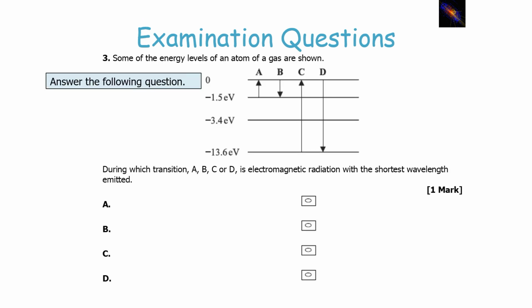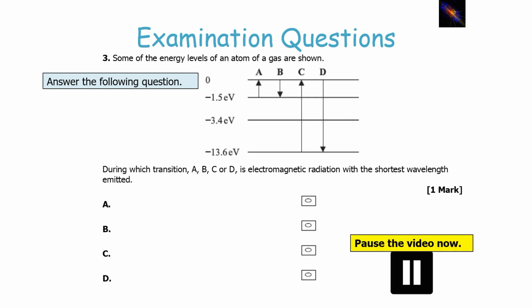Next question. Some of the energy levels of an atom of gas are shown. During which transition, A, B, C or D, is electromagnetic radiation with the shortest wavelength emitted? So pause the video now, then unpause the video when you want to go through the answer.